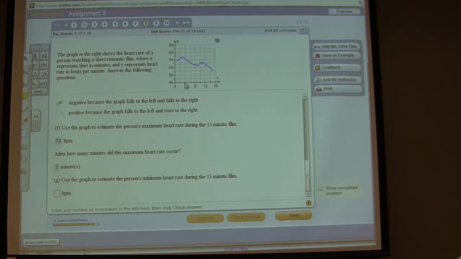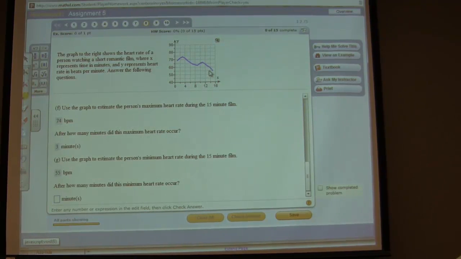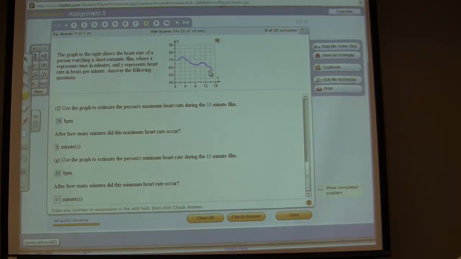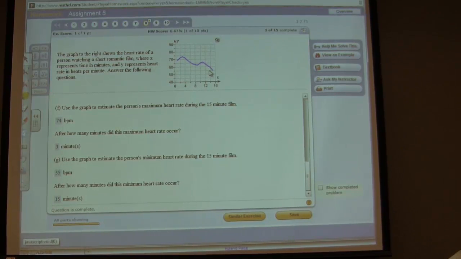What about the minimum heart rate? Well, you might want to say it's this point right here where it turns around. But if you notice at the very end down here, it actually goes even farther down. So the end point in this case is where the minimum occurs, and that's at 55. And it occurs at 15 minutes. Okay? That's how you do that problem.